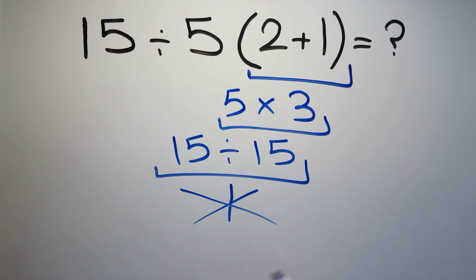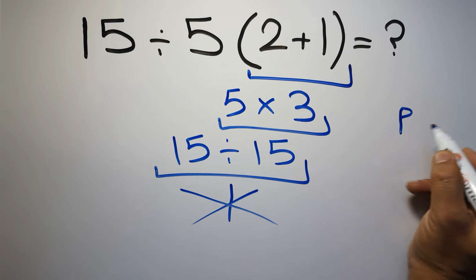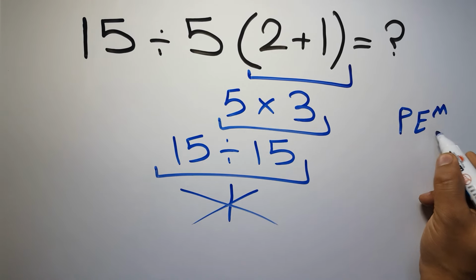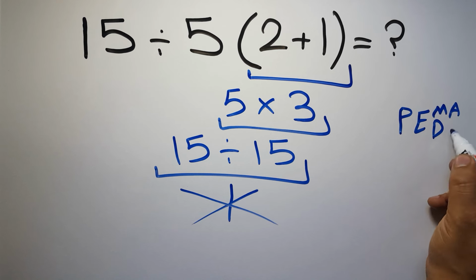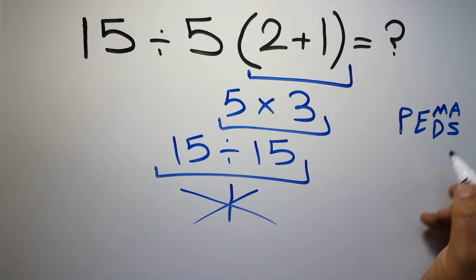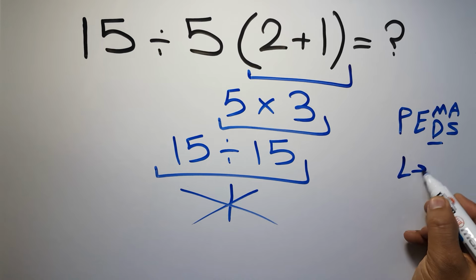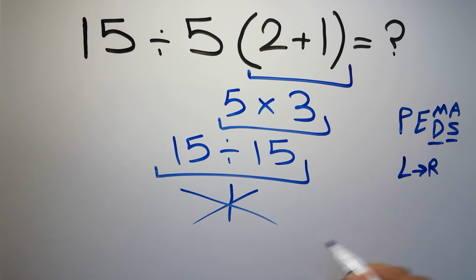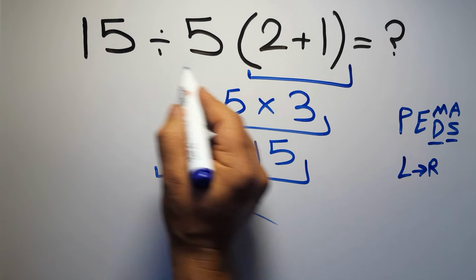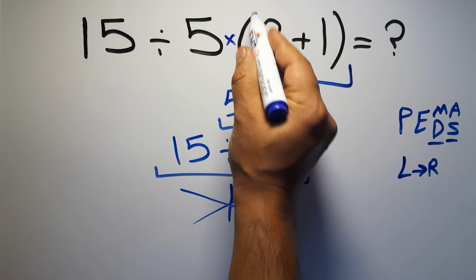Because according to the order of operations, first we have to do parentheses, then exponents, then multiplication or division, and then finally addition or subtraction. Remember that multiplication and division have equal priority and we have to work from left to right. And the same applies to addition and subtraction. In this expression, we have one division, one multiplication, and one parenthesis.